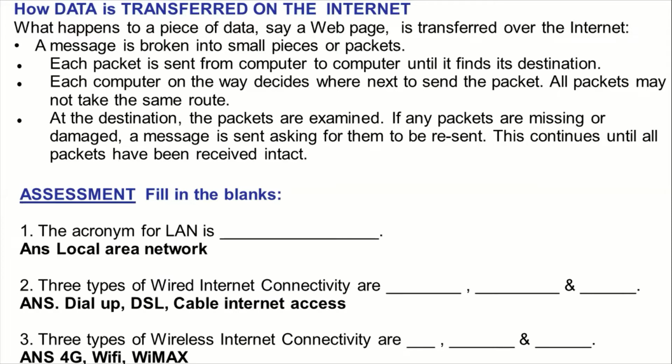So there are various fill in the blanks. LAN stands for local area network. Three types of wired internet connectivity are dial-up, DSL, and cable internet access. Three types of wireless internet connectivity are 4G, Wi-Fi, and WiMAX. So these are wired, these are wireless.